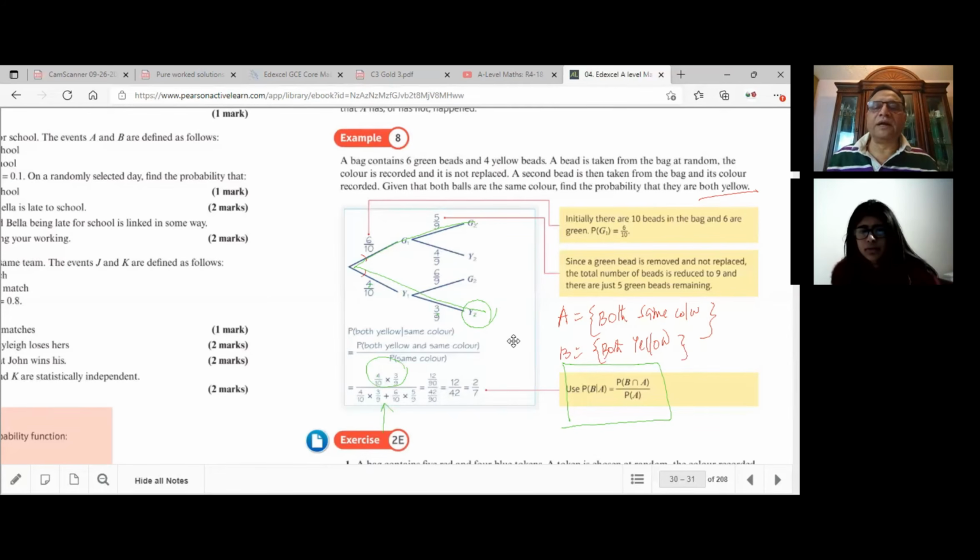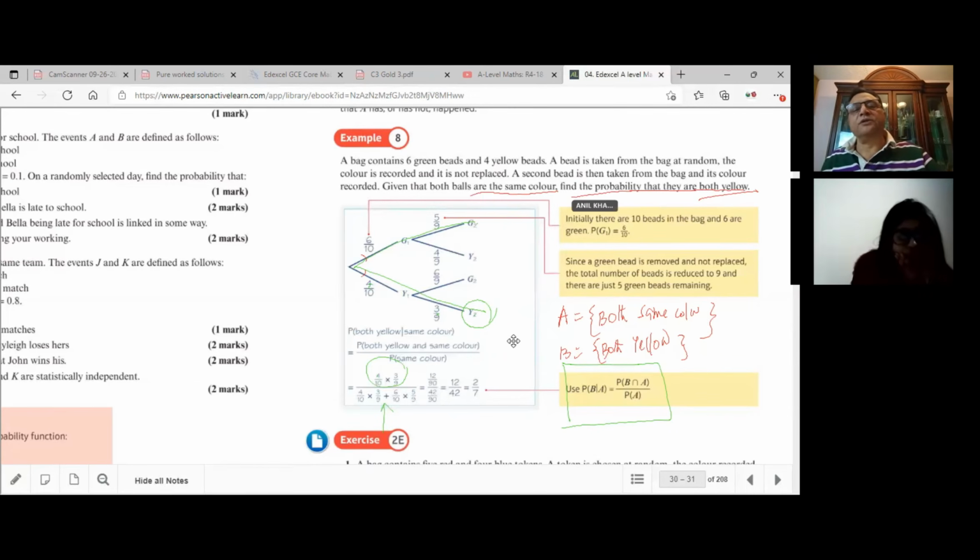So that is what you have to find: given that both balls are the same color, find the probability that both are yellow. Is that okay? A very important thing is that when you are attempting the same question in an examination, you have to define your events. You cannot go directly with the solution. That's what I will recommend.